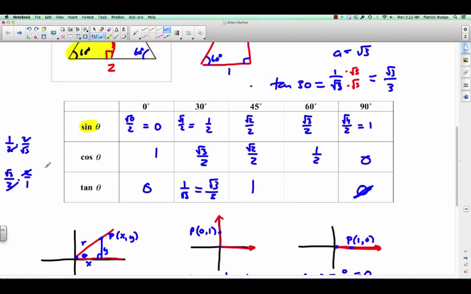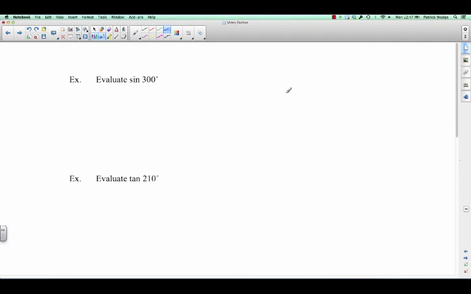2 over 1. These cancel. Root 3 over 1. I'm finished. Okay, you need to be able to do that. Now we're ready to evaluate some angles using that table we just filled in.